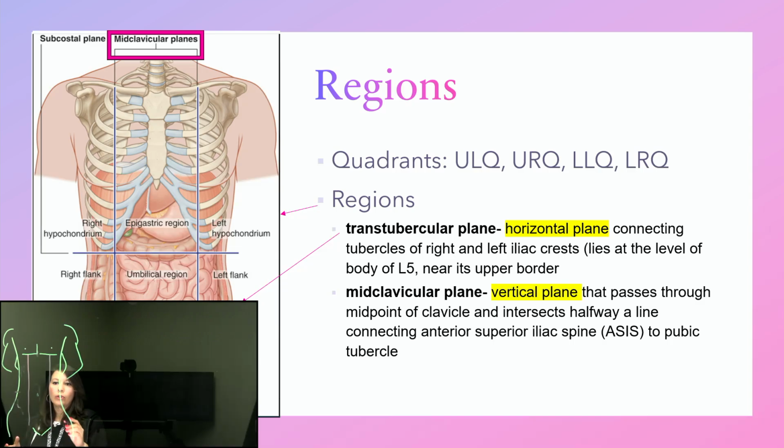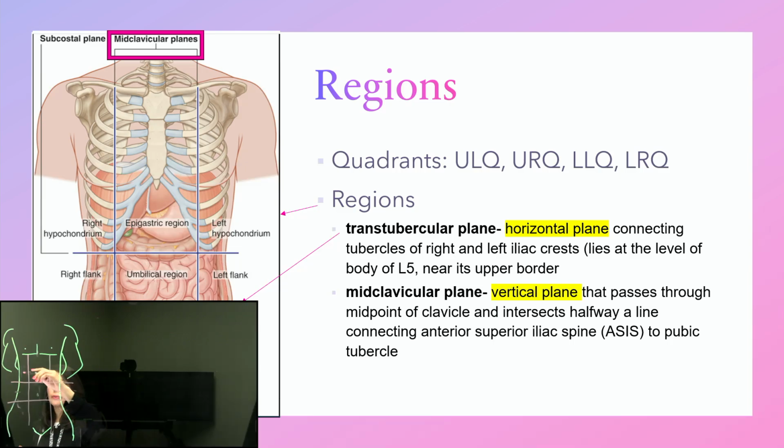Then you're going to throw two more lines, one that is your subcostal plane, a little bit more above the umbilical region, and you're going to throw a transtubercular plane, also known as the intertubercular plane. Those are horizontal planes or lines, and in the case of the intertubercular plane, it connects the tubercles of the right and left iliac crests near the level of L5. That is going to give you a total of 9 regions.